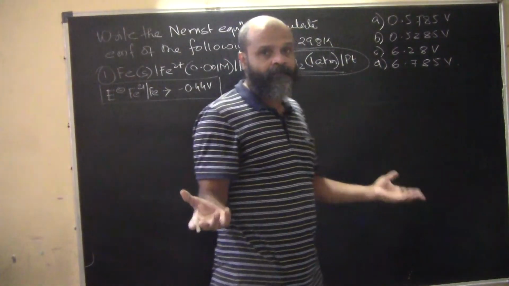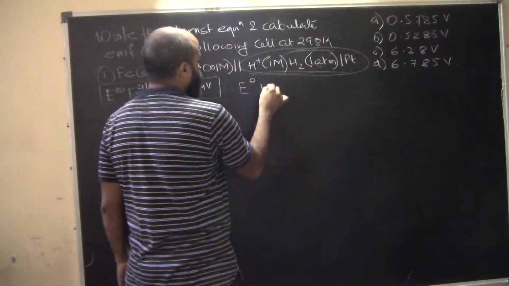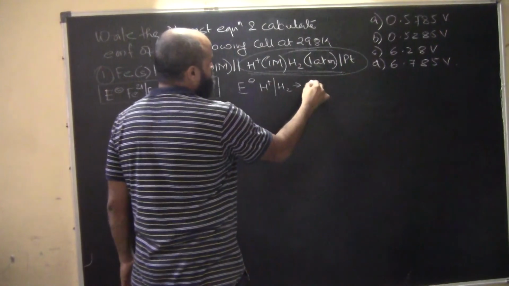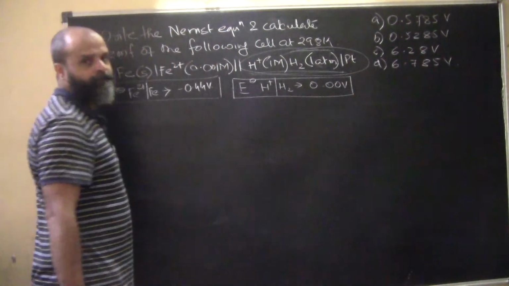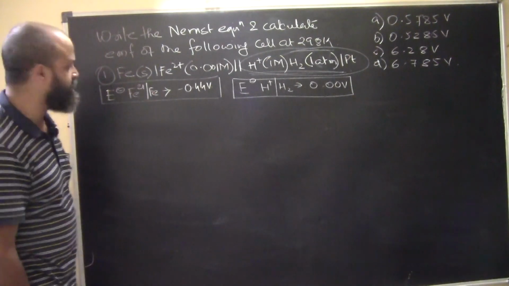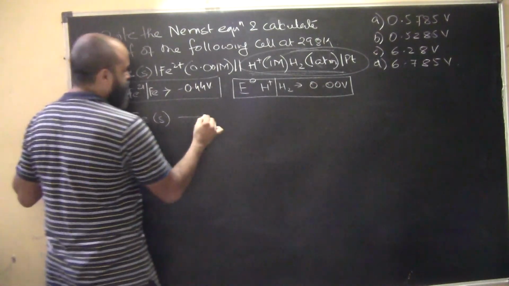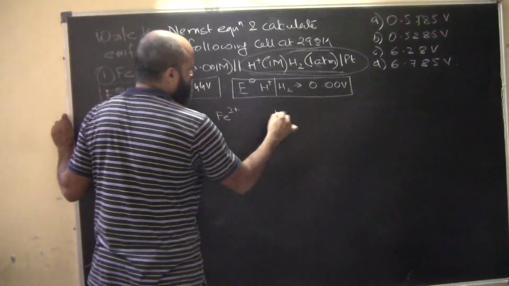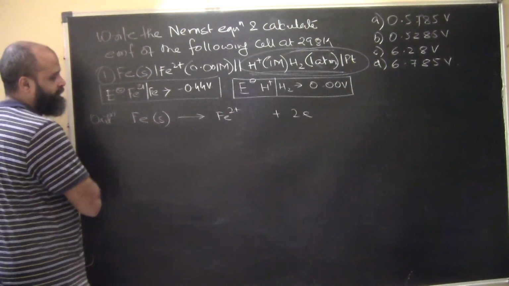So hydrogen is not given, and we know that the standard reduction potential of hydrogen, as it behaves as a SHE electrode, is 0.00 volt. We all know that, right? So this will obviously be this one. Now looking at the reaction, this is the one which undergoes oxidation, that is loss of electrons. So Fe, which is in the solid form, is getting converted into Fe2+ plus 2 electrons. That's basically the oxidation part, the oxidation that is happening at the anode.